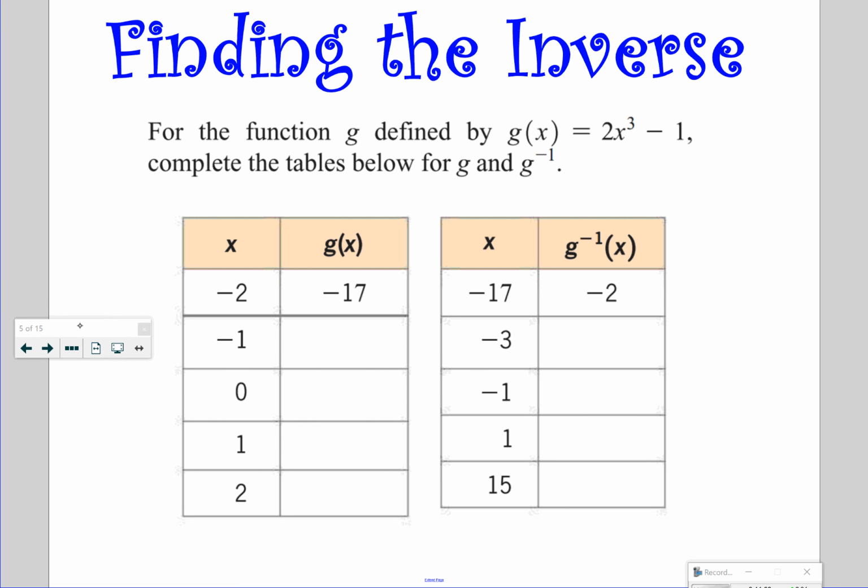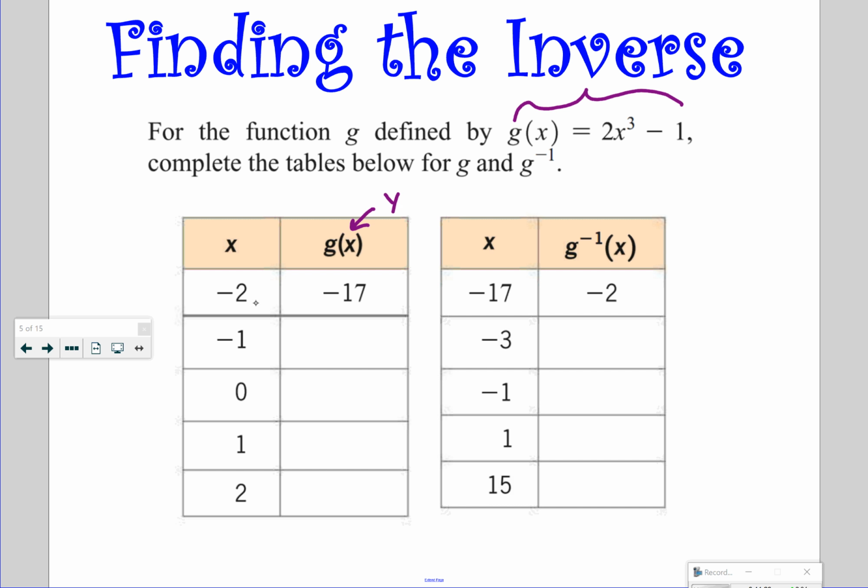Okay, so just a little more practice with our tables here. Here we have function g of x, and it's a cubic function, 2x to the third minus 1. We want to complete the tables below for g and g inverse. So let's just start with g. So g of x, just a fancy way of saying y. We have all of our x values, so we're just filling values into our equation.